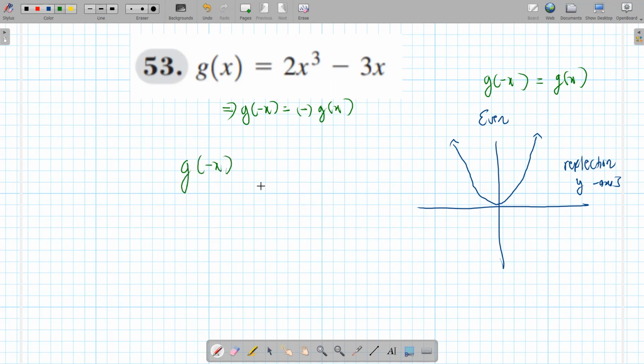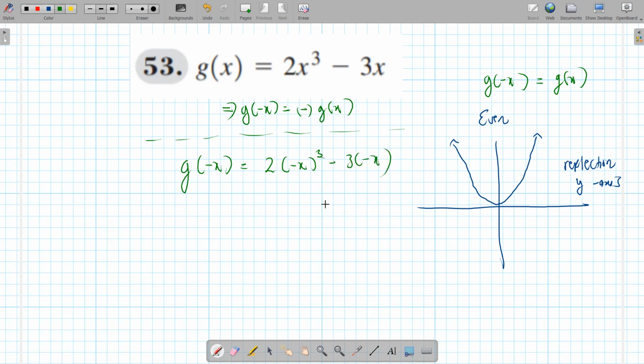G of x, so this function. To solve, what are these called? You have to make it negative x, right? To solve odd or even, set x to negative x. So what would you get? We would get 2 times negative x cubed, minus 3 times negative x.